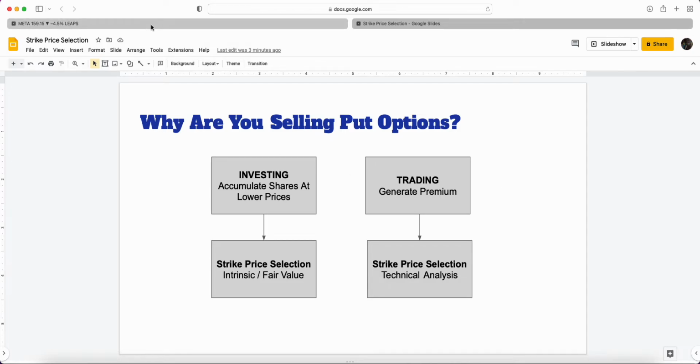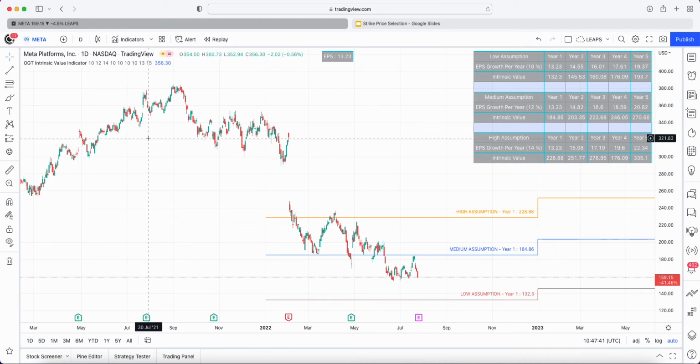Let's head over to TradingView, and we're first going to look at the investing way of selecting strike prices. We're going to use Meta Platforms, or Facebook, as most people know. And again, we talked about finding out what the fair value or intrinsic value of Meta is. Now, there's many ways you can do that. You can use an earnings valuation model, which is what we'll use today, or you can use a discounted free cash flow, which I've got other videos on.